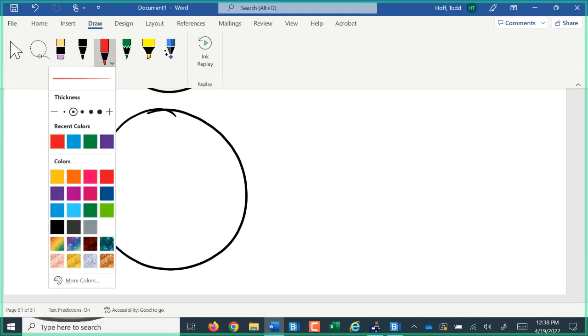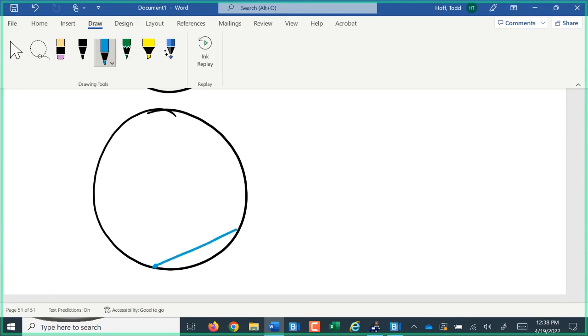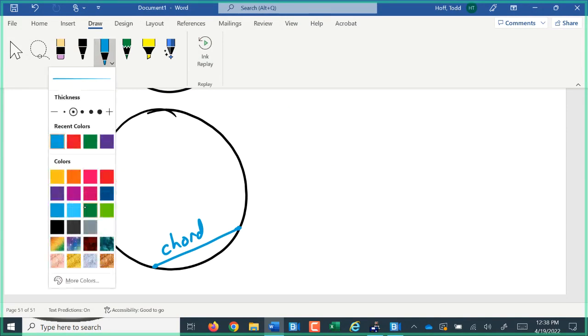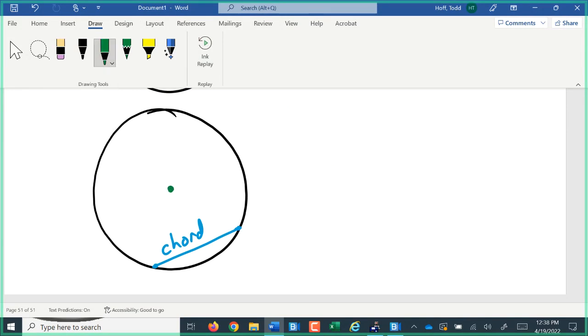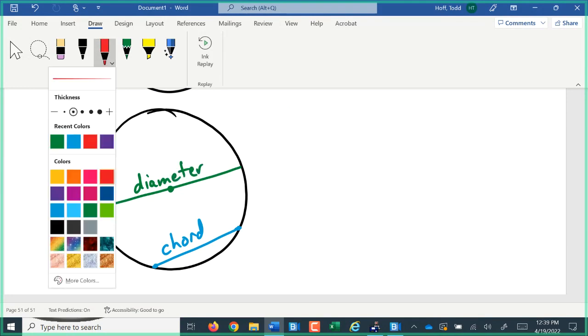One of those that many people don't realize, but it's very common, is a line segment where the ends are on the circle. That is called a chord. This is actually a way more common application than you might think. Now, a chord that contains the center is called what? Diameter. There you go.